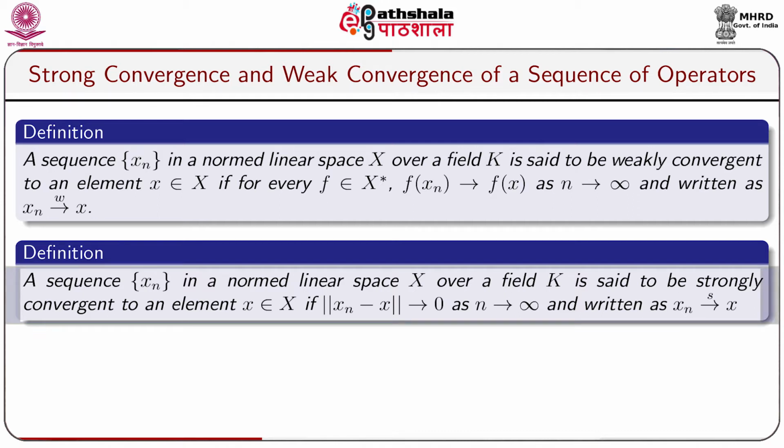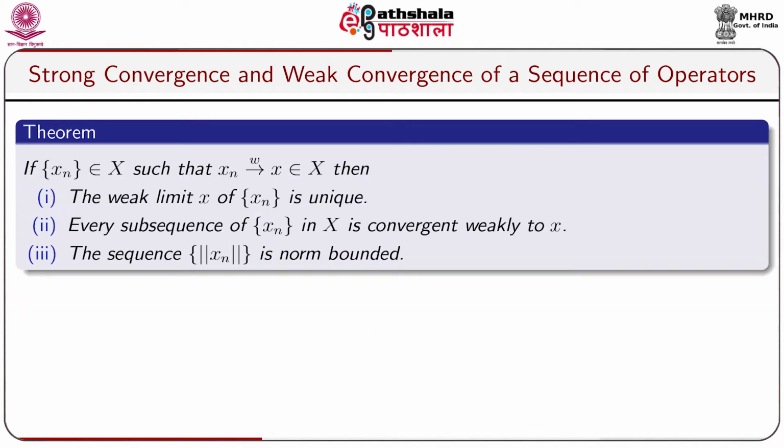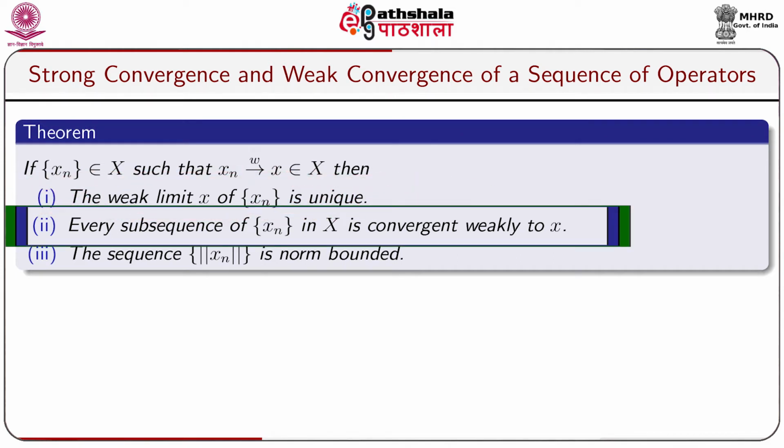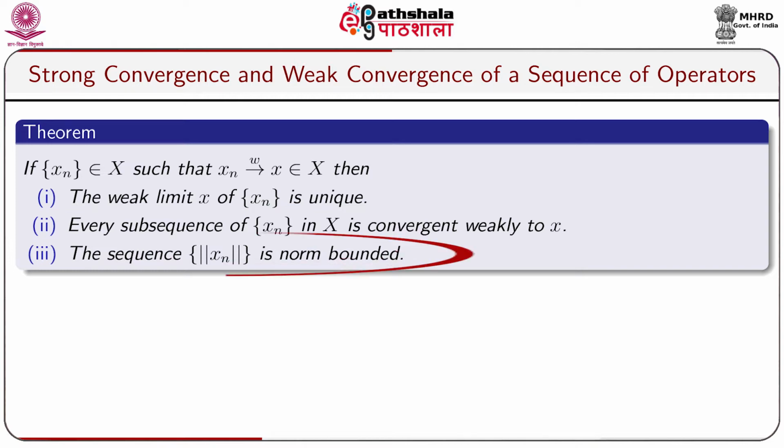Let us take another definition. A sequence x_n in a normed linear space X over a field K is said to be strongly convergent to an element x belonging to X if norm of x_n minus x tends to 0 as n tends to infinity, and is written as x_n goes to x strongly. Let us take a theorem in this regard. If a sequence of elements x_n belonging to X is such that x_n converges to x weakly and x belongs to X, then, number 1, the weak limit x of the sequence x_n is unique. Number 2, every subsequence of the sequence x_n in X converges weakly to x. And number 3, the sequence of norms of x_n is bounded.